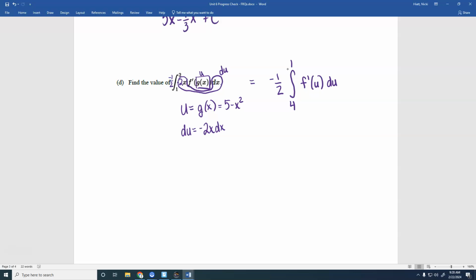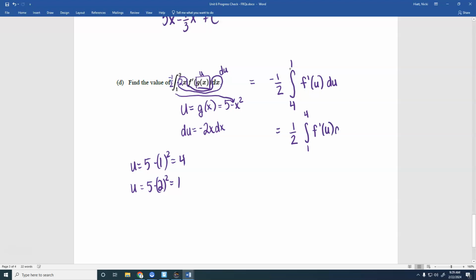So we are taking the limits right here, and we are plugging them into this equation. So for 1, we got 5 minus 1 squared, which is going to give us 4. And it goes on the bottom because that limit was on the bottom. And then we take the top number, which was 2, 5 minus 2 squared, and that's going to give us 1. It goes on the top because 2 was on the top. Okay? So if we switch those limits now, because we want them to go from lowest number to highest number, that will make this positive 1/2 integral from 1 to 4 f prime of u du.